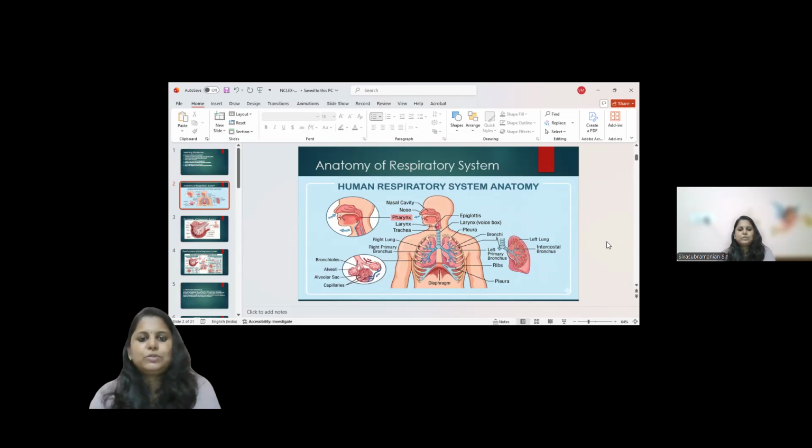Then it will pass into the pharynx. The pharynx can be the passage for food as well as the air. Then it will reach into the larynx. Larynx is the voice box, so it will facilitate the speech.